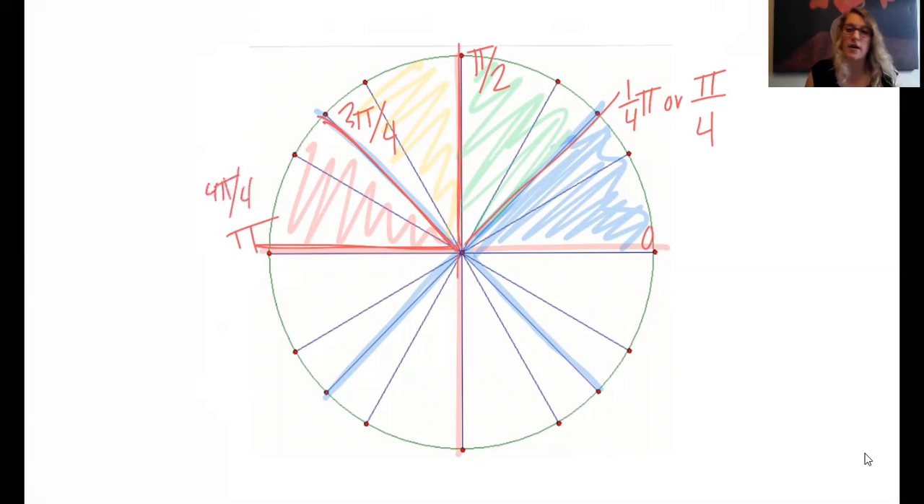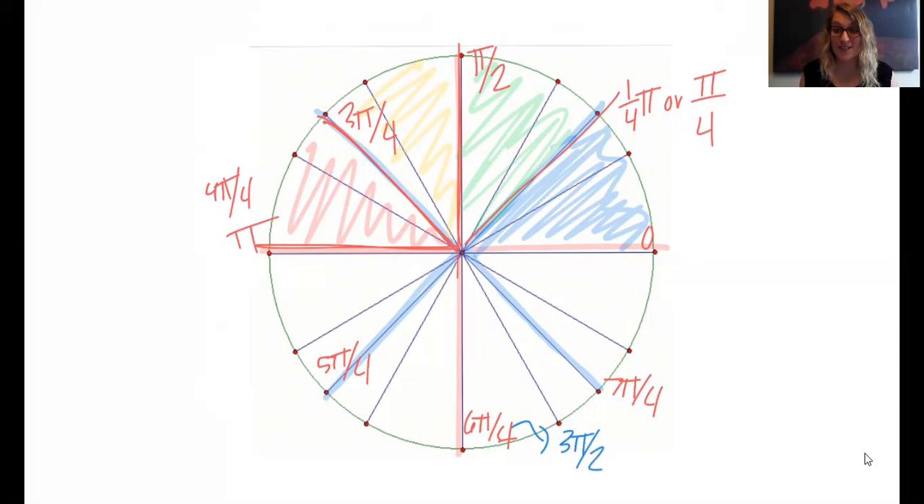Now the thing that's nice about these is you can just keep counting. So I have pi over 4, 2 pi over 4, 3 pi over 4, 4 pi over 4. So then of course that means the next one down here is going to be 5 pi over 4, 6 pi over 4, 7 pi over 4. And notice that 6 pi over 4 is the same thing as 3 pi over 2. Okay, I have all the pi over 4s labeled.